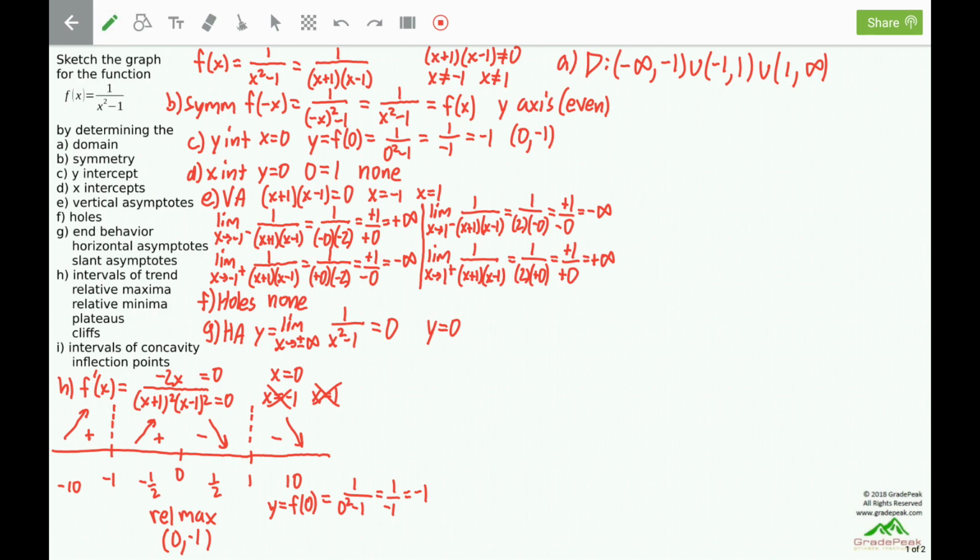x equals -1 and x equals +1 were not critical numbers. They were vertical asymptotes. But we can see the trend behavior on each side of those and account for it as part of the graph.